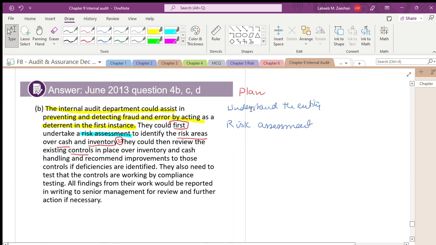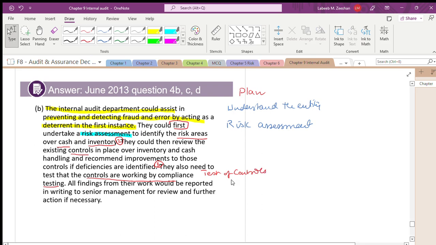What do they say, point number 2? They could then review the existing controls in place and recommend improvements to those controls if deficiencies are identified. This is point number 2. What is point number 3? They also need to test that the controls are working by compliance testing. It is nothing but what they are doing in the third stage. They are talking about test of controls.